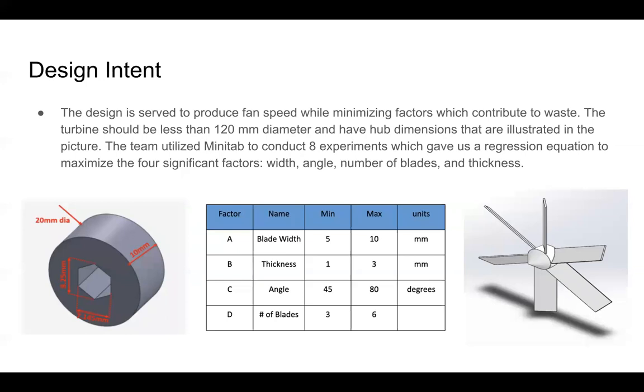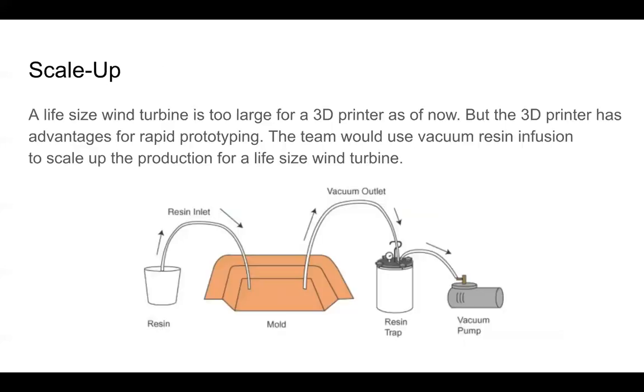The team utilized Minitab to conduct 8 different experiments, which gave us a regression equation to maximize the 4 significant factors to maximize our thrust speed, or our fan speed. These 4 factors included width of the blade, angle of the blade, the number of blades, and the thickness of the blade. Our Minitab experiment can be seen in this middle picture with the min and max width, thickness, angle, and number of blades that we used to conduct our experiment. And then in this bottom right picture is our final wind turbine.